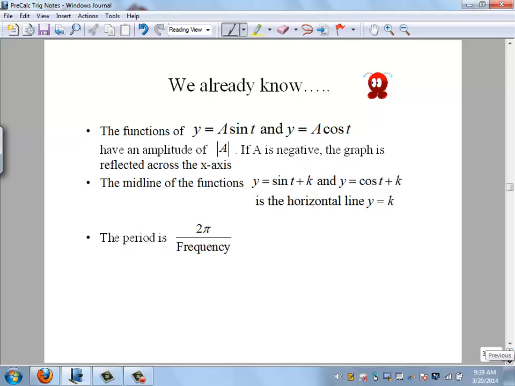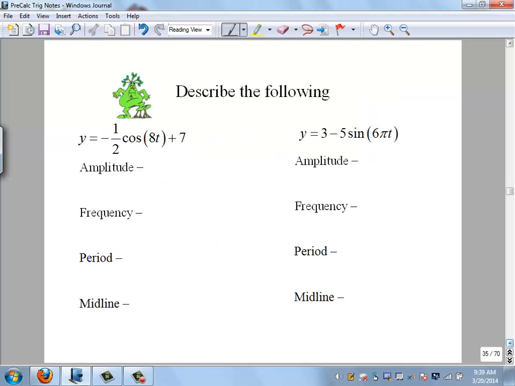Okay, we already know that a sine of t or a cosine of t has an amplitude that is the absolute value of a. If a is negative, the graph is reflected across the x-axis. The midline is what's added, and the period is 2 pi over the frequency. So I just wanted you to have a slide that summarizes everything we just did. I'm going to spend a little bit of time going through this, and we're going to practice it in class, describing what's going on here and filling these all in.